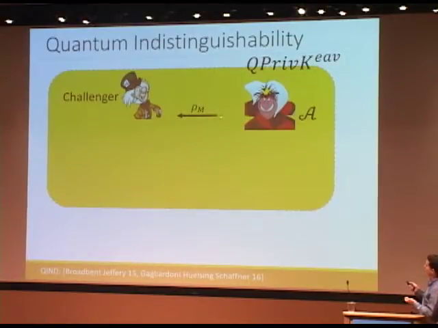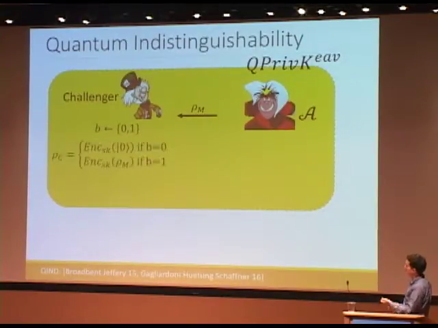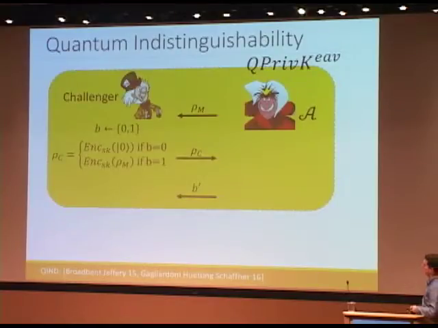Let's have the adversary send a quantum state to the challenger. The challenger still makes a classical coin flip, and either encrypts the all 0 state of the same length as rho m, or he actually encrypts this message and sends that ciphertext back. Now these are all quantum transmissions, and the adversary has to guess which one of the two cases happened. So he wins again if b prime equals b.